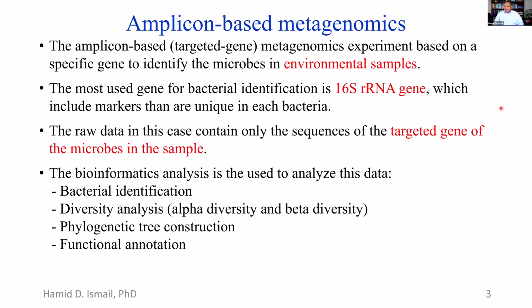So bioinformatics analysis is used to analyze this data. After the analysis, we can get bacterial identification. That means we'll identify all bacteria in the samples. And also we can use what we call diversity analysis. There are two kinds of diversity analysis. One of them is alpha diversity, and the second one is beta diversity. We can construct a phylogenetic tree for the various bacteria in the community, and this will show you the relationship between the different bacteria, whether they evolved or they are very similar. You will have an idea about that.